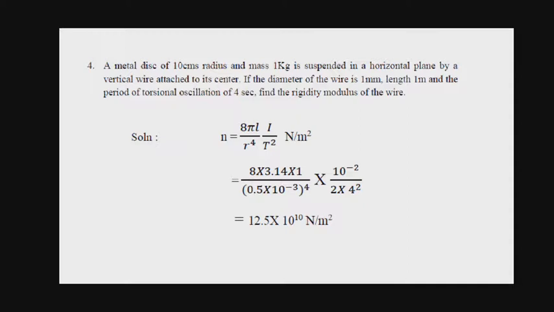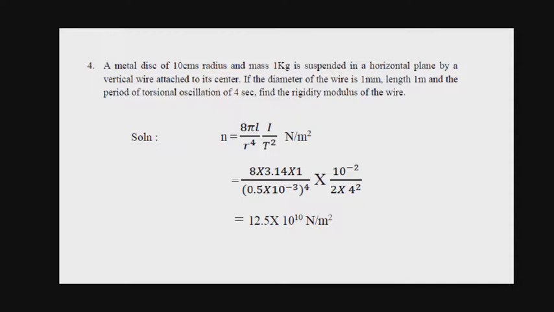So given R, which is equal to 10 centimeters, that is 10 into 10 to the power minus 2 meter. So M is equal to 1 kg. I is equal to MR square by 2, that is 1 into 10 into 10 to the power minus 2 whole square divided by 2, that is 10 to the power minus 2 divided by 2.